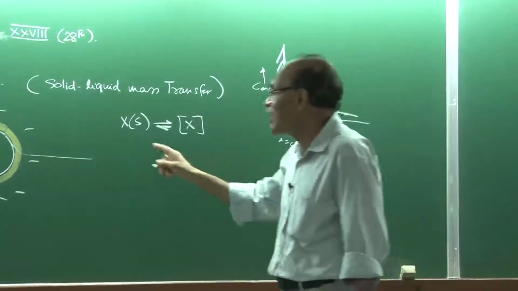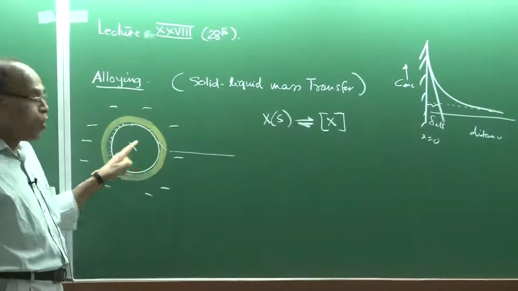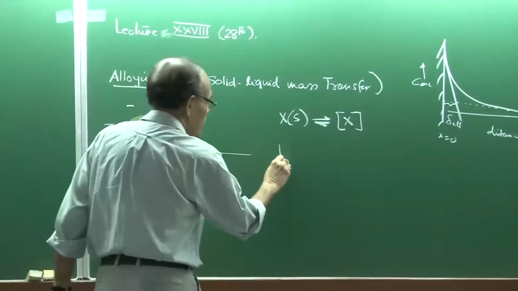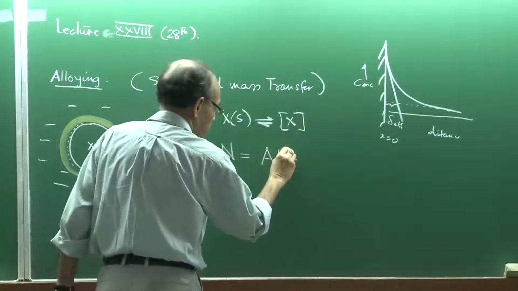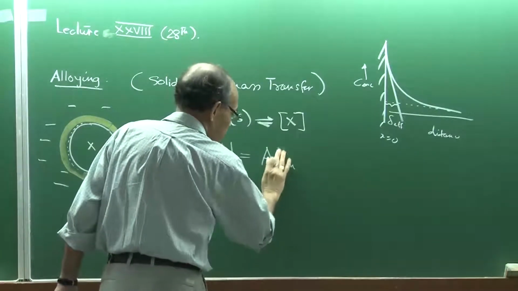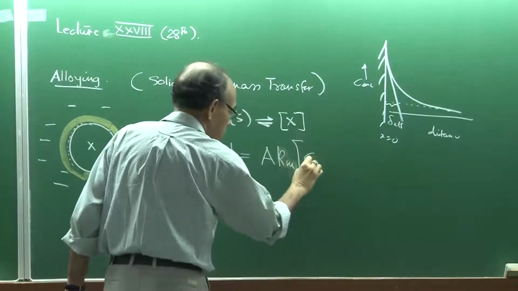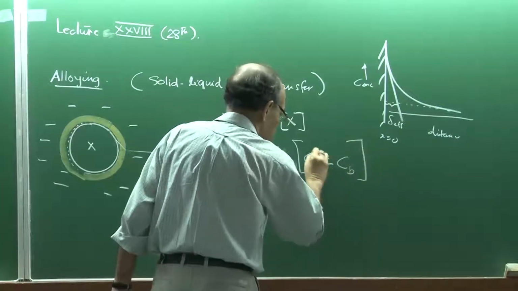So, the entire rate of dissolution will be assumed to be controlled by the rate of transport of X across the boundary layer, and therefore, we have this equation that applies. We will write small k_m, the mass transfer coefficient, times the surface concentration minus the bulk concentration.